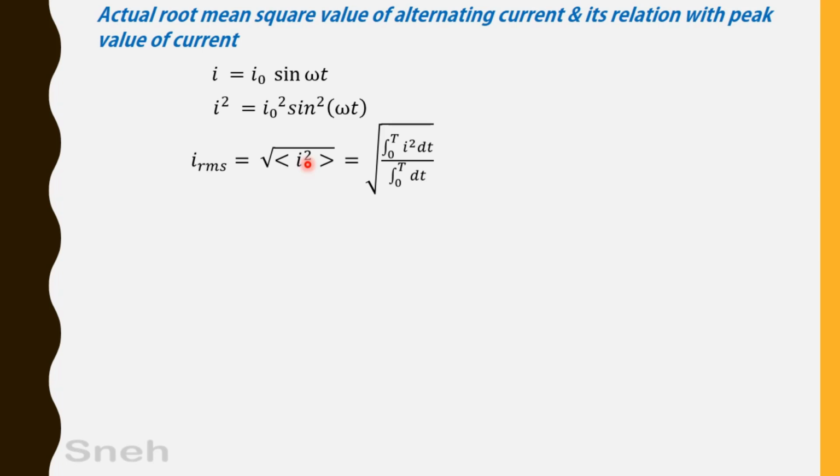What is the average of I square? Again we come to the average point which we have discussed earlier. So we write the average of I square as the integration of I square dt from 0 to T, divided by the integration of dt from 0 to T, that is for a complete cycle.